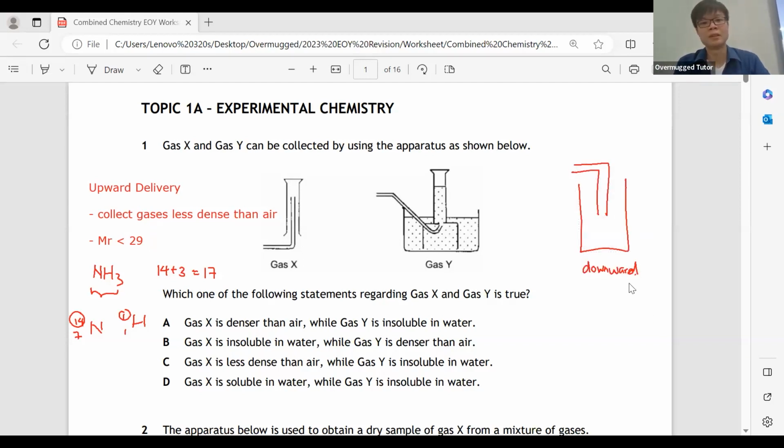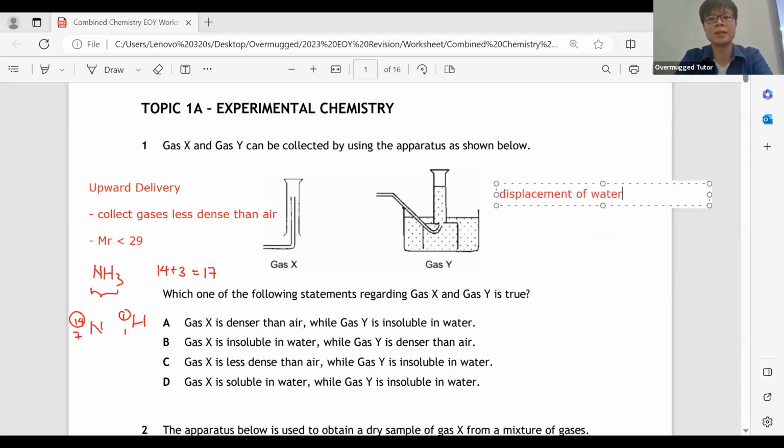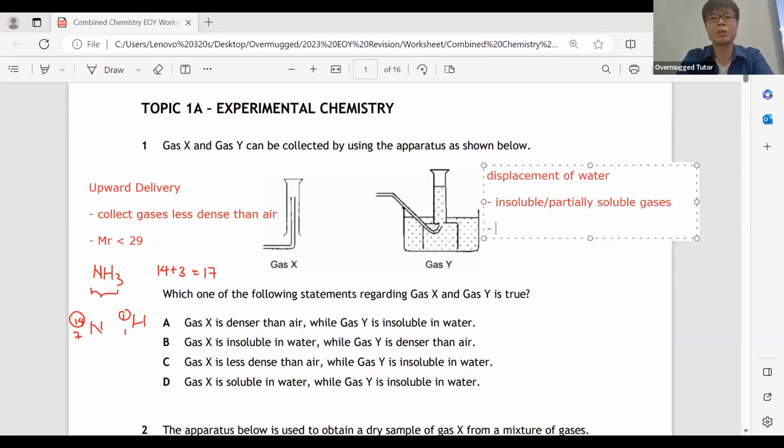Now we look at the one on the right. This is called displacement of water. This is to collect insoluble or partially soluble gases. If you want to memorize, by all means, there's only 3 you need to know: H2, O2, CO2. Hydrogen gas, oxygen gas, carbon dioxide gas.